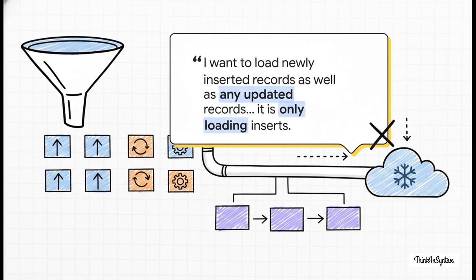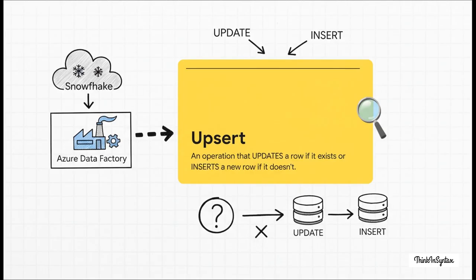Their pipeline was awesome at adding new rows, but it was completely blind to any changes made to existing ones. This is such a classic problem when you're trying to keep a data warehouse in sync. Luckily, the solution has a name, and it's a great one: upsert. It's literally a mashup of update and insert.